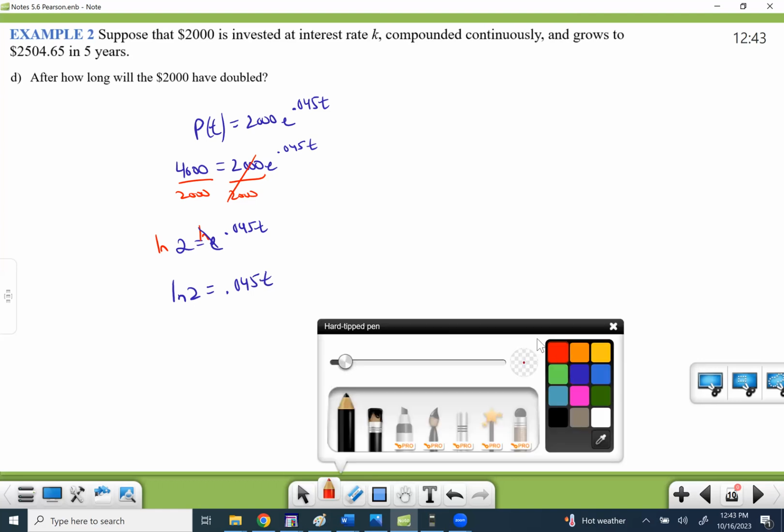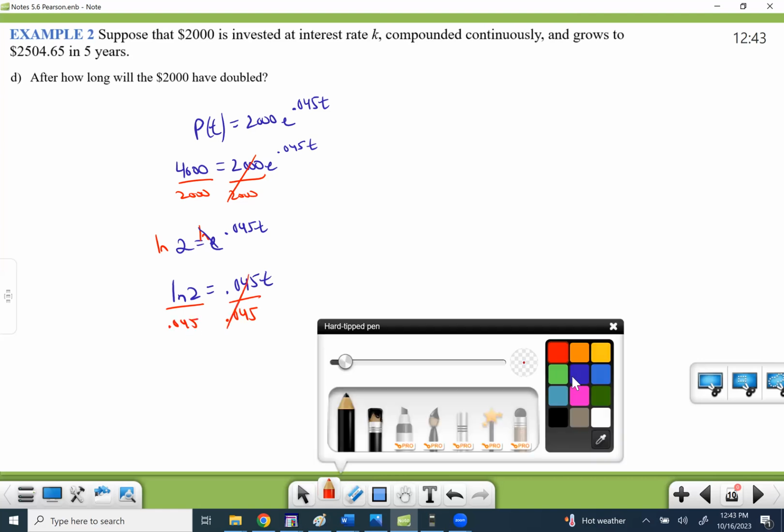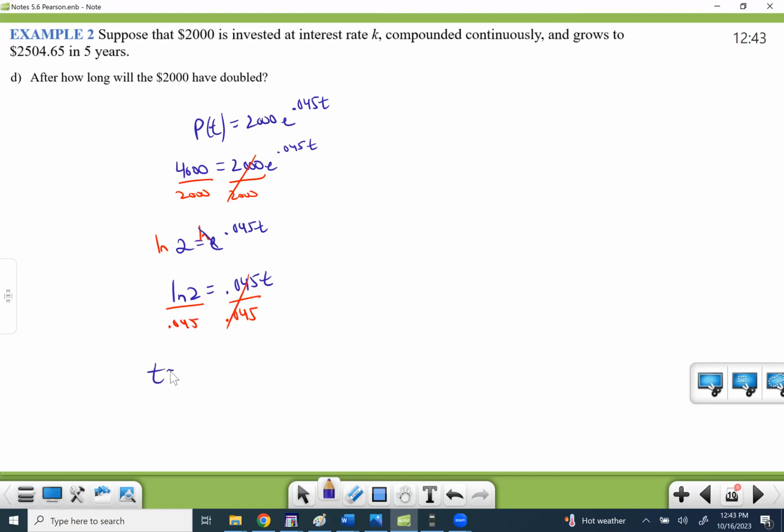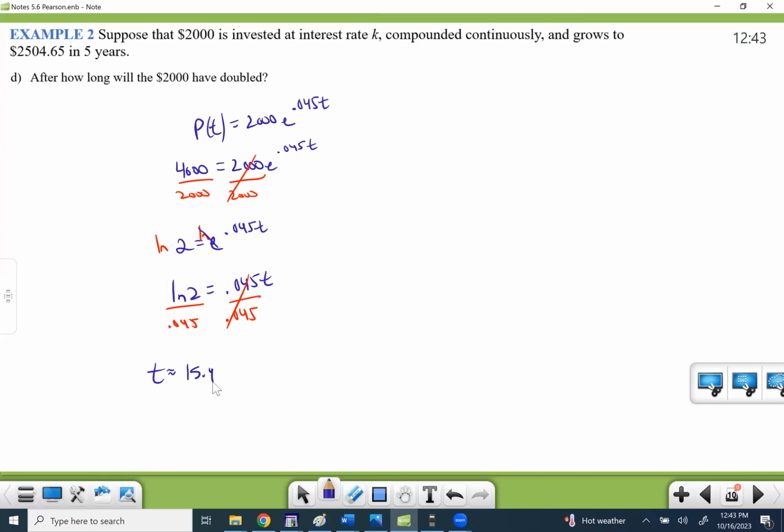And then we'll divide by 0.045. Okay, let's see here. Natural log of 2 divided by 0.045. 15.4 years.